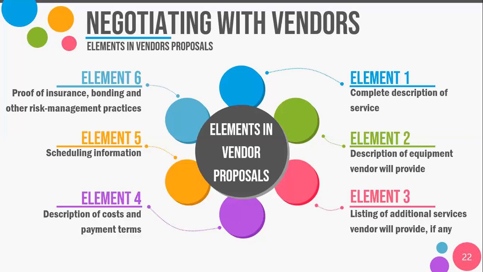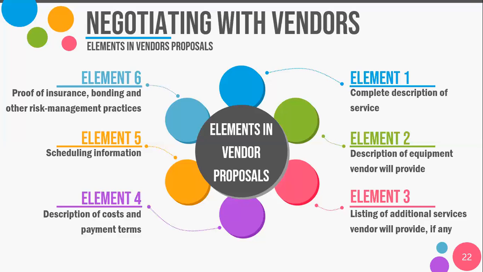And last but not least is proof of insurance. Okay, and also risk management protection and bonding. All of these things must be covered either by the vendor or you as an event planner. So if you as the event planner need to cover the insurance, then you need to buy insurance to cover all these kinds of things. Maybe heavy equipment, maybe vehicles, maybe the vendor itself.